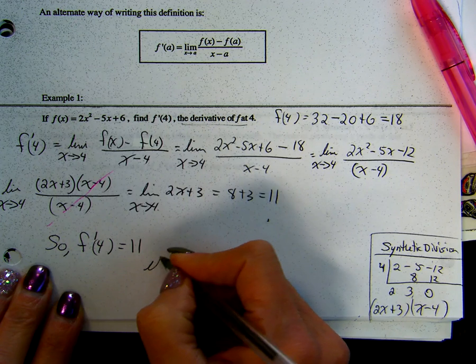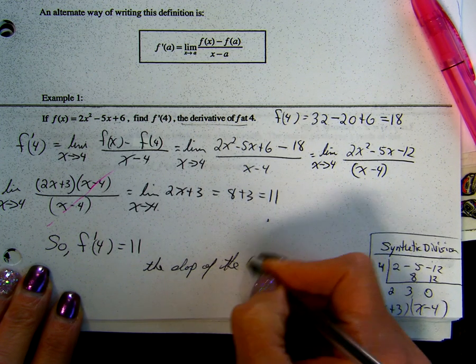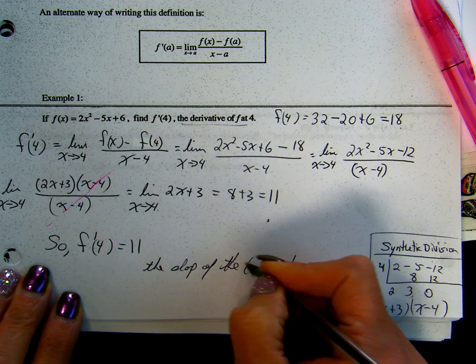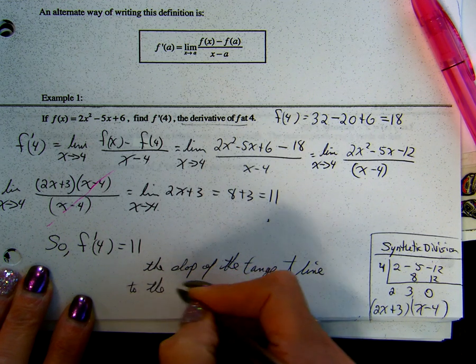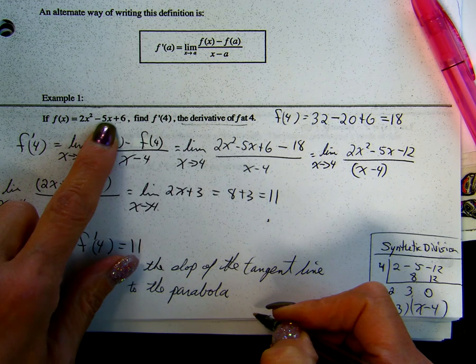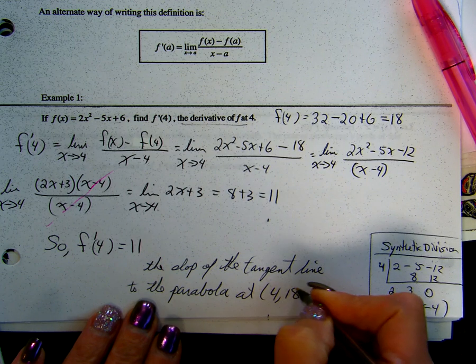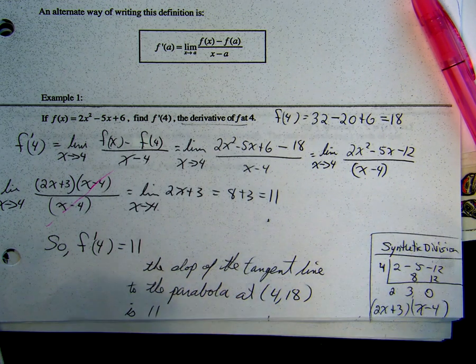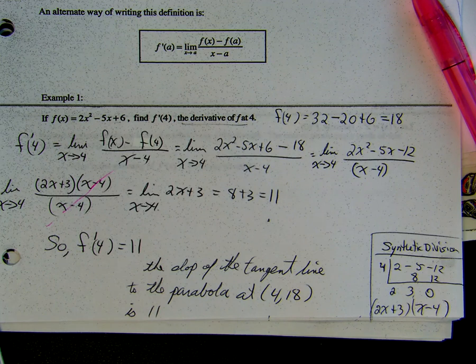What does that mean? It means that the slope of the tangent line to the parabola 2x squared minus 5x plus 6 at the point 4, 18 is 11. The slope of the tangent line to this curve at this point is 11. F prime at 4 equals 11. It's giving you the slope.